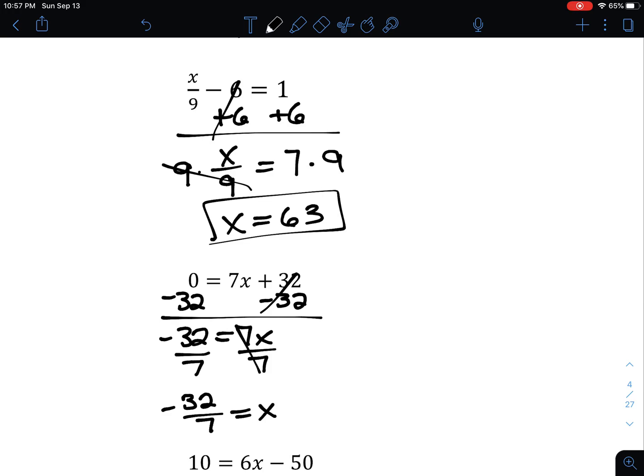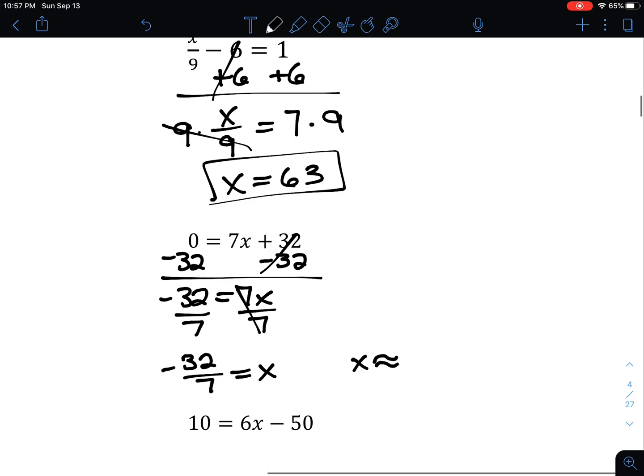But it did say in the directions that it wanted us to round to the nearest tenth. So let's go ahead and figure out what that's going to be. I'm going to use these squiggled lines to say what it is approximately. So when you see these squiggled lines, what they mean is approximately. So not exactly, but pretty close to this number is what negative 32 over 7 would be.